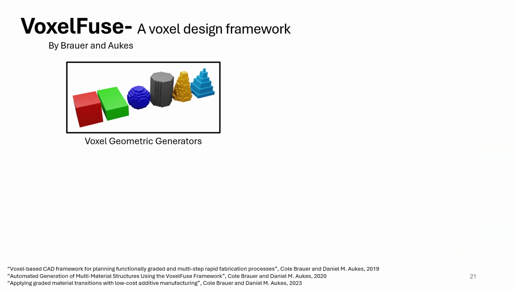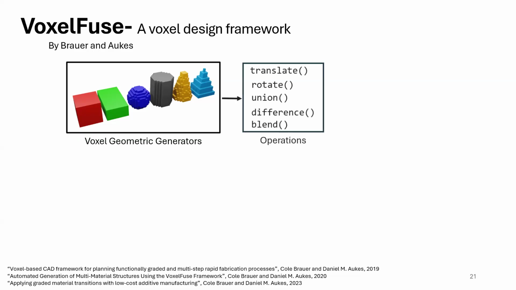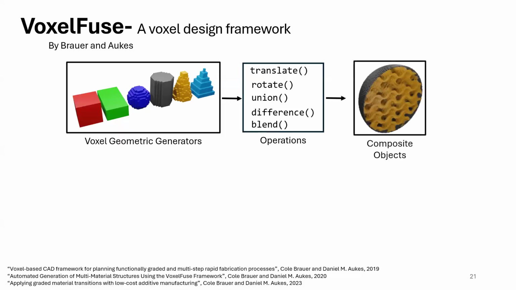Brouwer and Ox proposed this across a series of a few papers. The idea behind it is to take some voxel geometric generators. These could be generators we use to create OpenVDB data structures or dense voxel grids. They include things like common shapes, so cubes, spheres, cylinders, and then they introduce a set of operations to combine these into more complicated objects. Maybe we can rotate, translate, we can combine things through Boolean operations. We can also do multi-material operations here, so we can blend objects with different materials together. And we can create these nice composite objects with it.